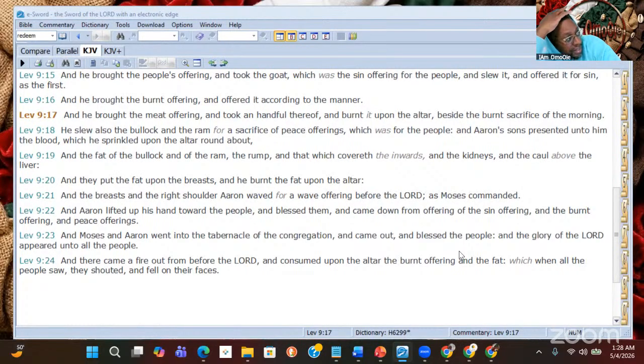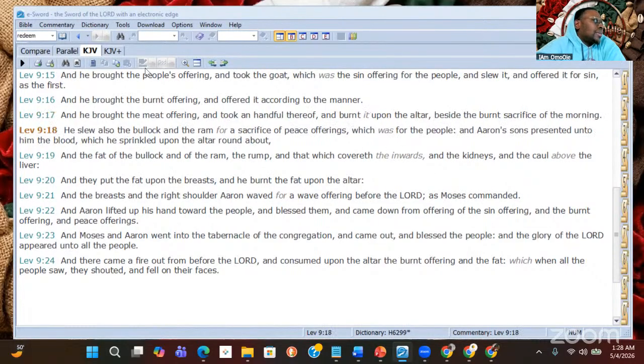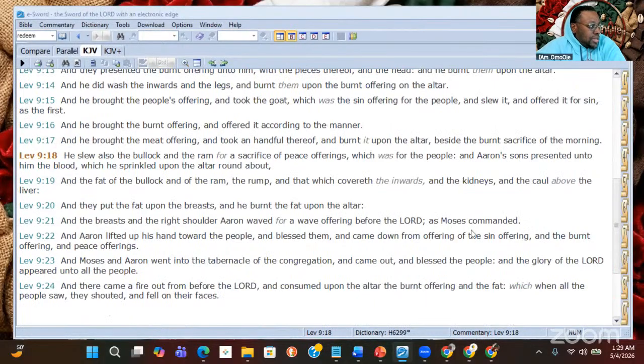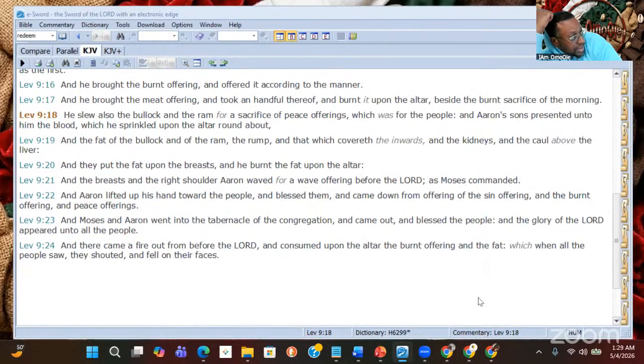He slew also the bullock and the ram for a zebach. Zebach, right? Sacrifice. Yeah, zebach. Sacrifice. He slew also the bullock and the ram for a zebach of peace offerings, which was for the people. And Aharon's sons presented unto him the blood, which he sprinkled upon the altar round about. Blood is dome.